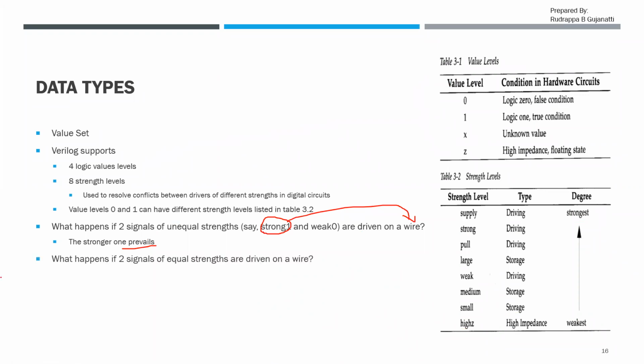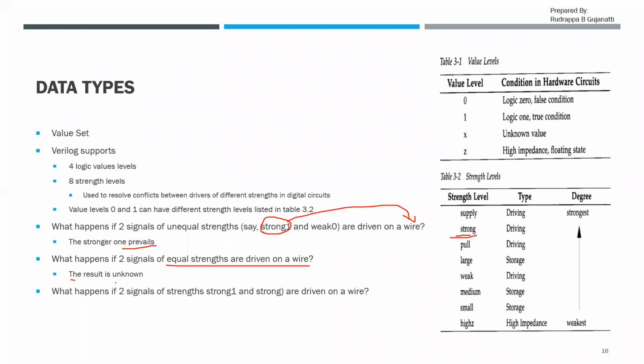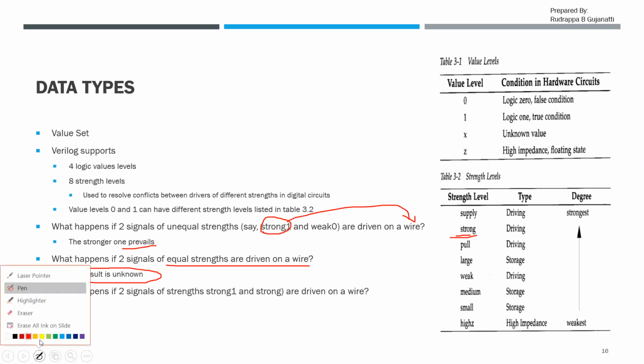Next, another condition which comes up is, what if the two signal strengths are equal? Say both strengths are strong. Then what is the strength which will be driven on the wire? In this case, there is confusion about who has to be given the access, or who will be overriding whom. It might go into the tri-state condition. Since the result will be unknown in such cases, we will not know what will be happening. The result is unknown. It may be either of the signals that is driven on the wire.